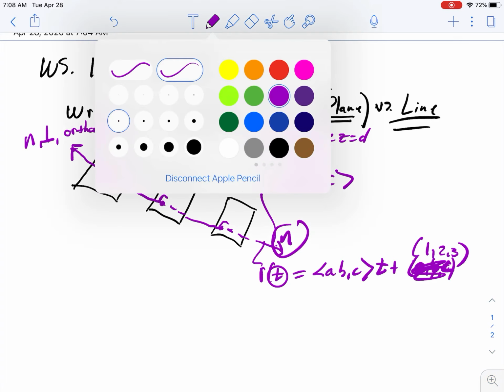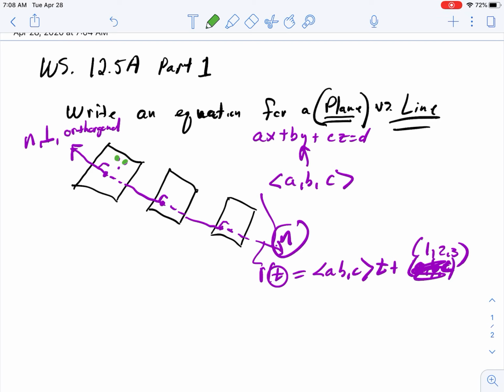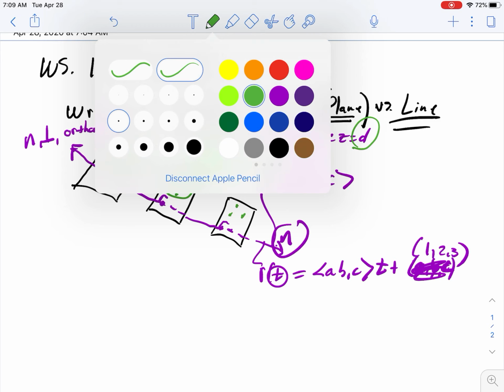That would mean if I had three non-collinear points, say a point here, a point here, and a point here, let's use a different color. If I use these three points and did the cross product, that would give me the slope of that. And then the only difference is the d here. So how would I find the d?